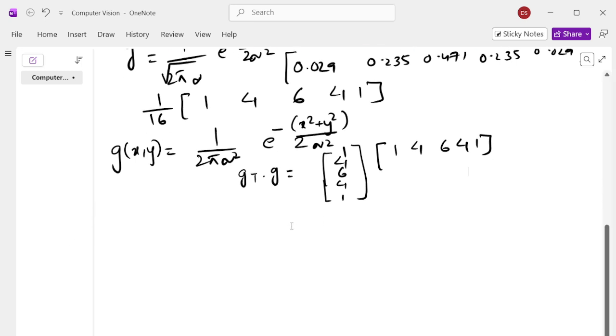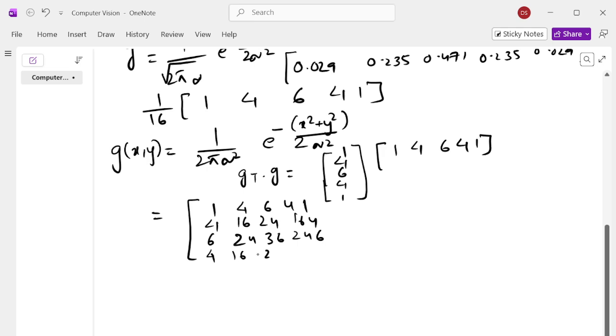And if we do the respective operations, our 5 by 5 2D kernel or filter would be 1, 4, 6, 4, 1, 4, 16, 24, 16, 4, 6, 24, 36, 24, 6, which would be followed by 4, 16, 24, 16, 4, and then 1, 4, 6, 4, 1. Of course, we have to carry the normalization factor, so it would be normalized by 1 over 256.